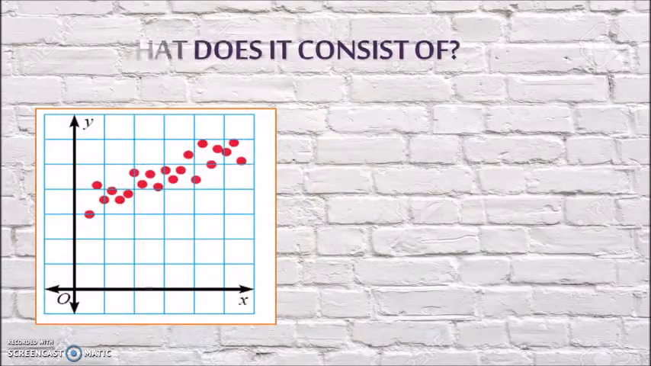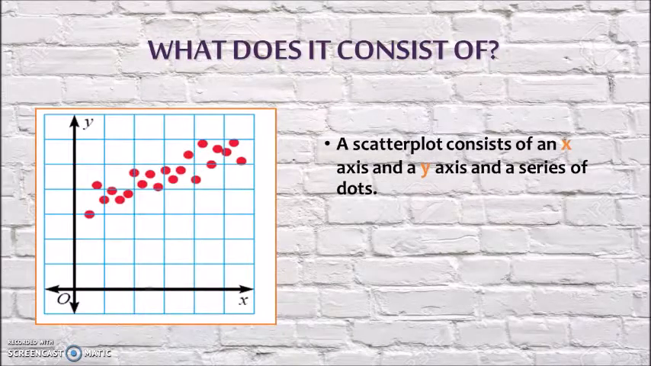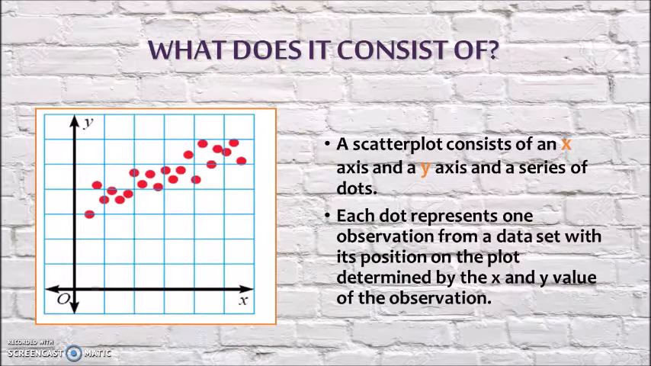What does it consist of? A scatterplot consists of an x-axis and a y-axis and a series of dots. As you can see on the graph, each dot represents one observation from a dataset with its position on the plot determined by the x and y value of the observation.